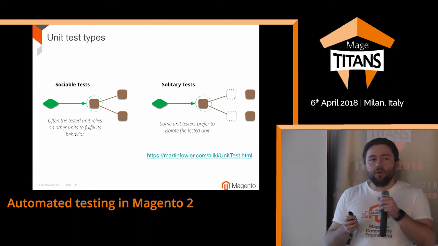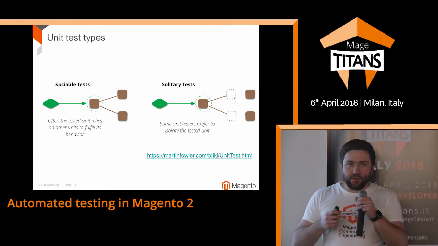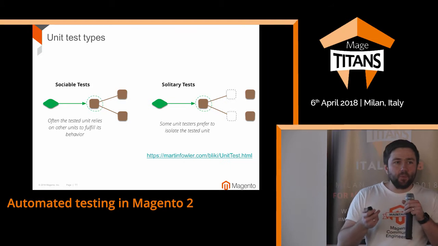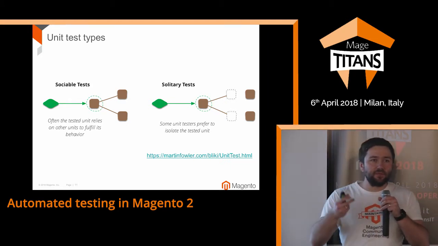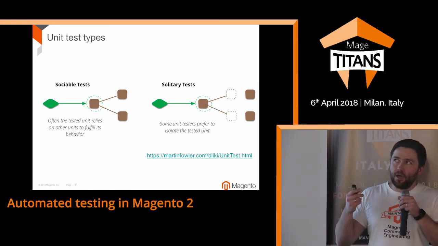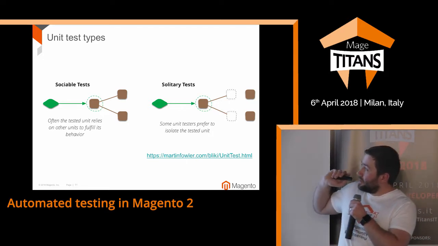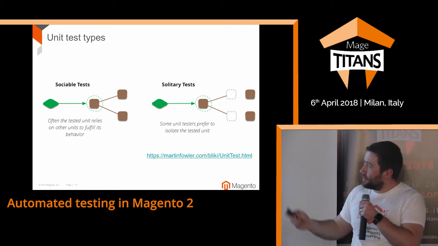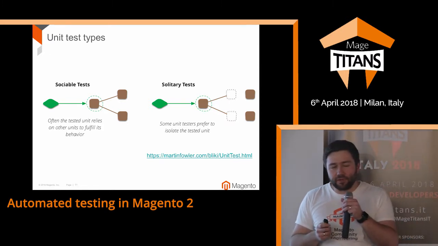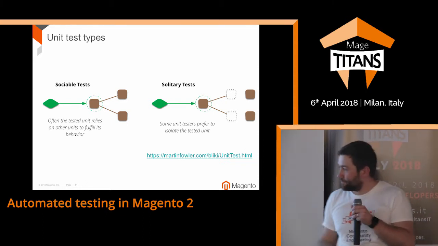So you probably know that Magento 2 supports constructor dependency injection, and what it means is that after the object is instantiated, we already have all the external dependencies needed for all possible operations on this particular entity. And that's why it was decided that in Magento we will use solitary tests. Currently, in our unit test approach, all the external dependencies are mocked and injected into the object under test.